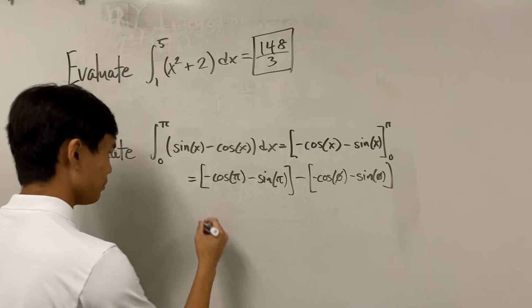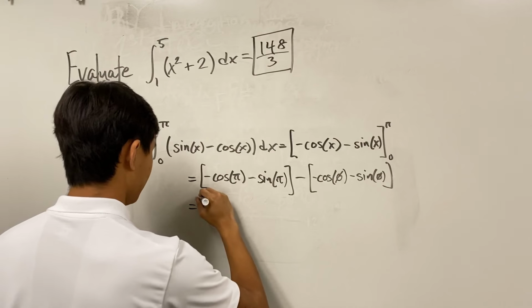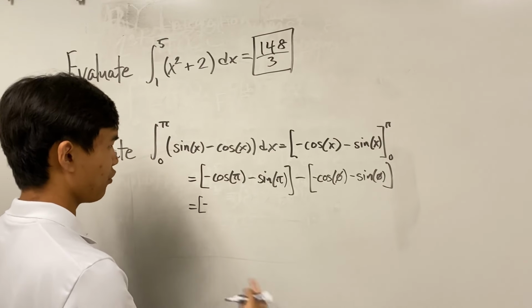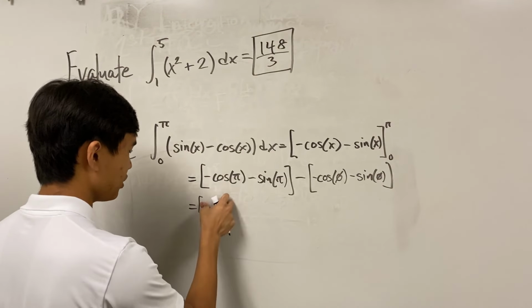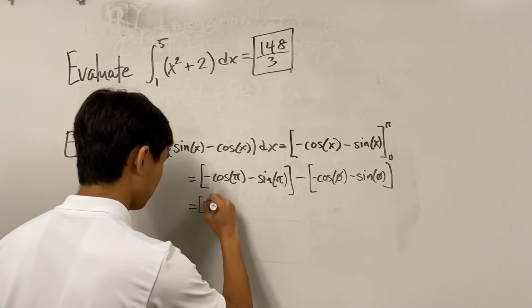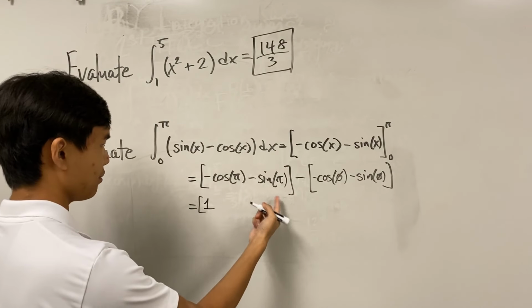And now let's simplify. So the cosine of pi is negative 1, so this turns into plus 1. Minus sine of pi is 0.